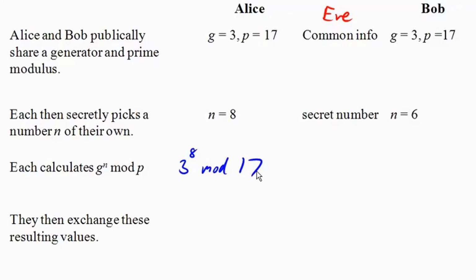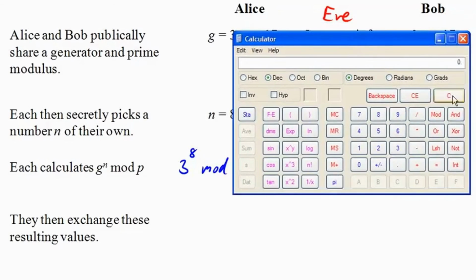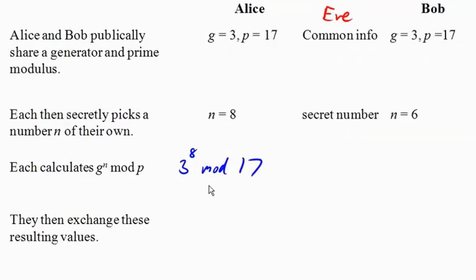So let's go ahead and figure out what that is. I'm going to calculate 3 to the 8th power. 3 to the 8th power is 6561, and now I'm going to divide that by 17 and get this decimal. I want to take away the whole part, so I'm going to subtract 385 and multiply by 17 to get the remainder, to get the modulus. And so my modulus, or Alice's modulus, is 16. So Alice's number is 16.